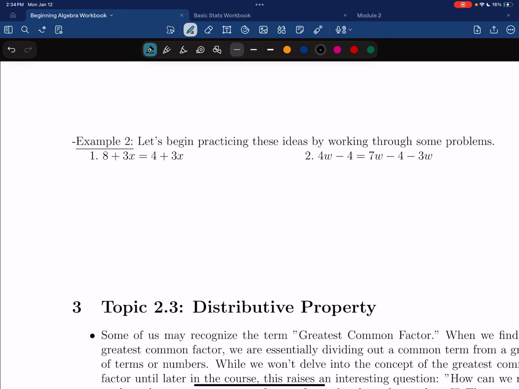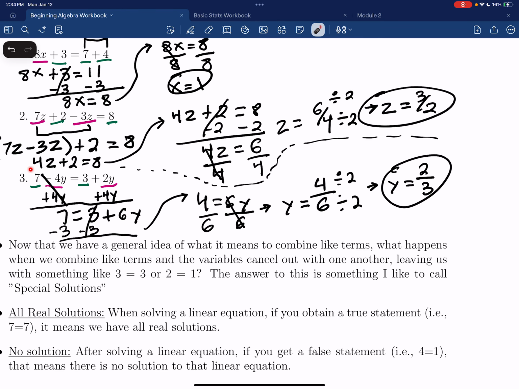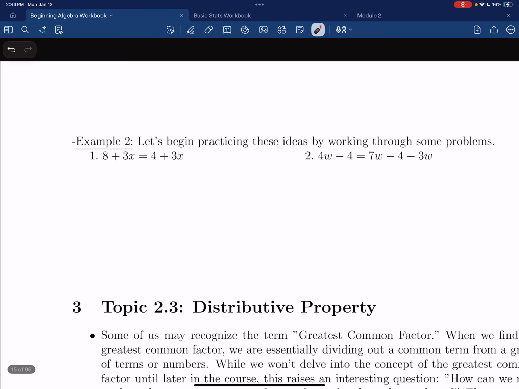All right. For example number 1, I encourage you to pause the video and work through it just like we did in example 3 over here. It's the same process. And assuming you have worked through it, let's go through it together. So we have 8 plus 3x equals 4 plus 3x. Well, 3x, that's our like terms. We also have like terms 8 and 4. But we need to get the variables to one side of the equation. So I'm just going to subtract 3x on both sides.